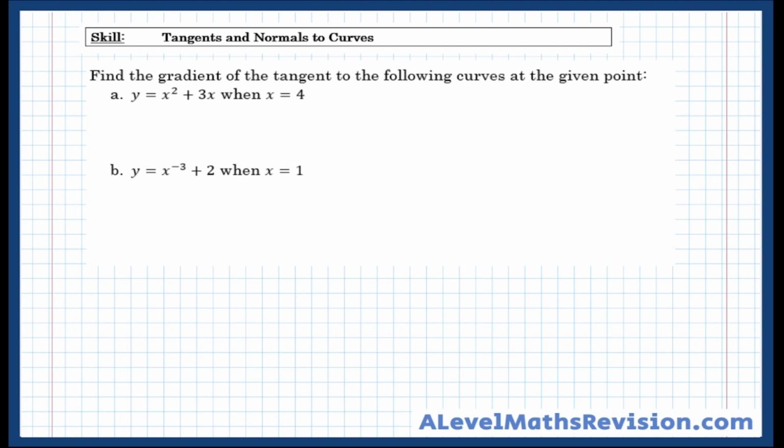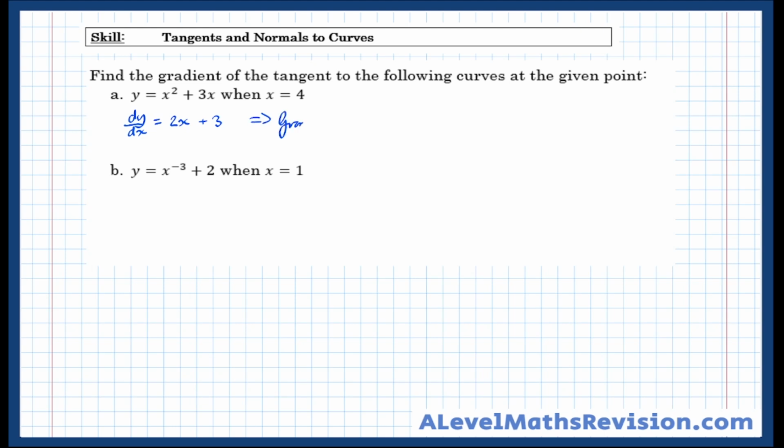So it asks, find the gradient of the tangent to the following curves at the given point. So y equals x squared plus 3x when x equals 4. Well, the gradient of the tangent is the gradient of the curve, which we find by differentiating the function. So dy by dx, the gradient function is, well, if we times by the power and take 1 from the power, we get 2x. If we times by the power, which is currently 1, and take 1 from the power, we get 3x to the 0, which is just 3.